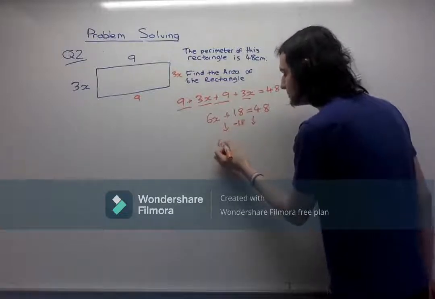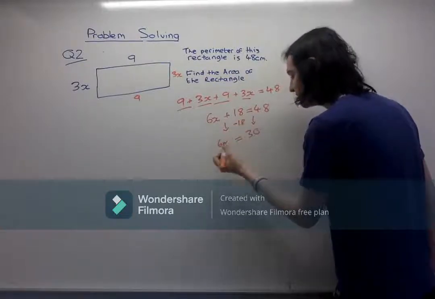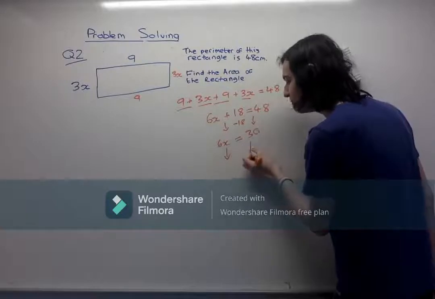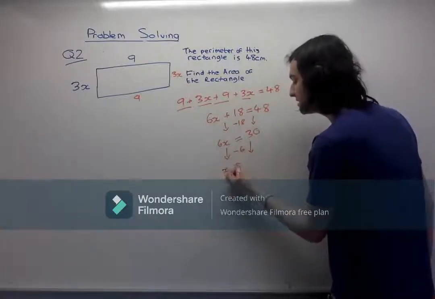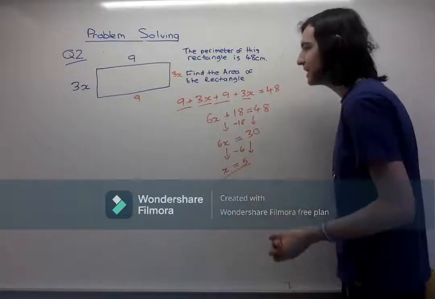Take away 18 from both sides, 6x equals 30. That should be your first step, no matter what method you're using. Then you should be dividing by 6 on both sides. You'll find that x is 5.